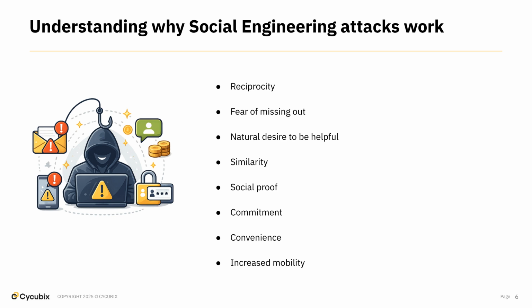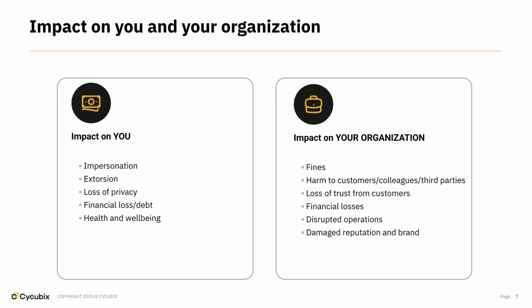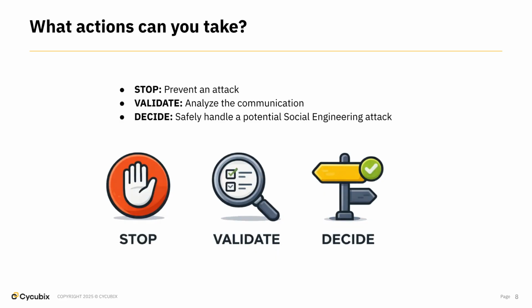Social engineering attacks exploit our natural tendencies and emotional reactions. These tactics rely on principles like reciprocity, the fear of missing out, authority, commitment, liking, and social proof. They also exploit our natural desire to be helpful, the convenience of technology, and our increased mobility. A successful social engineering attack can impact you through impersonation, financial loss, or harm to your well-being. For your organization, consequences include fines, loss of trust, financial losses, disrupted operations, and damaged reputation. Your actions matter. We will now cover tips to prevent, identify, and safely handle potential social engineering attacks, applicable both at work and at home.